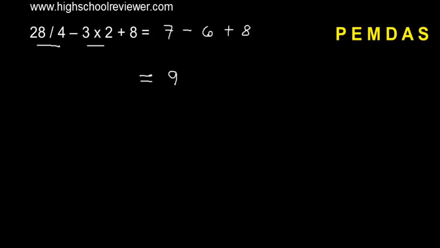Therefore, 28 divided by 4 minus 3 times 2 plus 8 is equal to positive 9. And positive 9 is our final answer.